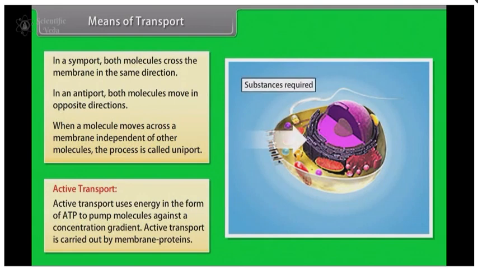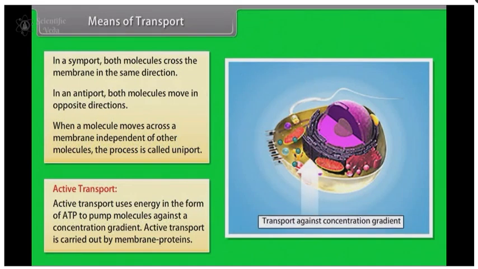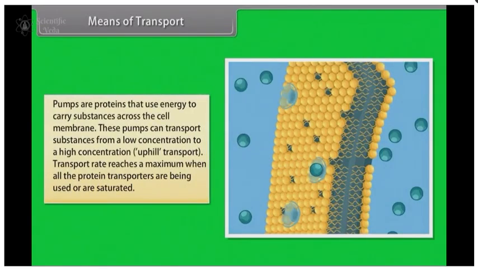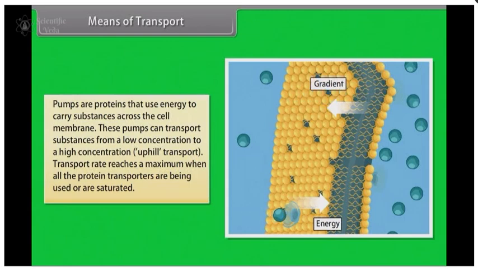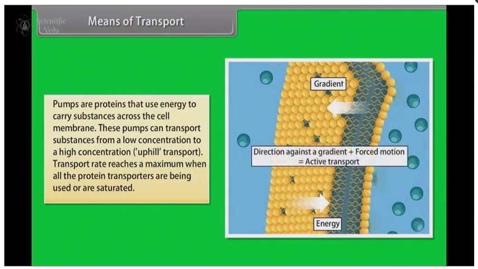Active transport uses energy in the form of ATP to pump molecules against a concentration gradient. Active transport is carried out by membrane proteins. Hence, different proteins in the membrane play a major role in both active as well as passive transport. Pumps are proteins that use energy to carry substances across the cell membrane. These pumps can transport substances from a low concentration to a higher concentration, or uphill transport. Transport rate reaches a maximum when all the protein transporters are being used or are saturated.